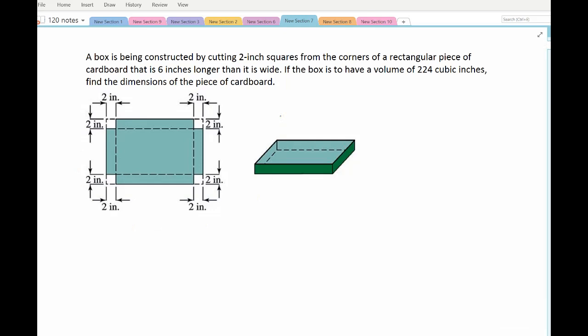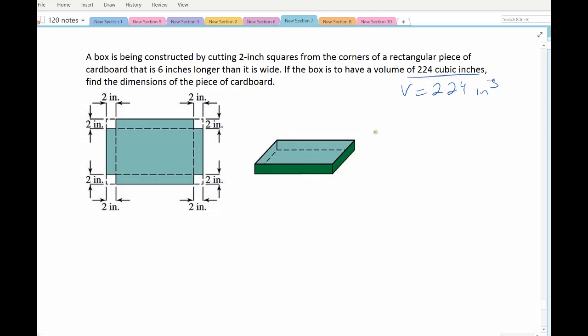Alright, so you have a box that's being made when I cut out little corners, right? So I'm cutting out a 2x2 square at each one of the corners of the rectangle. This piece of cardboard, one side is 6 inches longer, so the length is 6 inches longer than the width. The box is supposed to have a volume of 224 cubic inches, so we want the volume to be 224 inches cubed. How big of a box do we need? What are the dimensions of the cardboard?